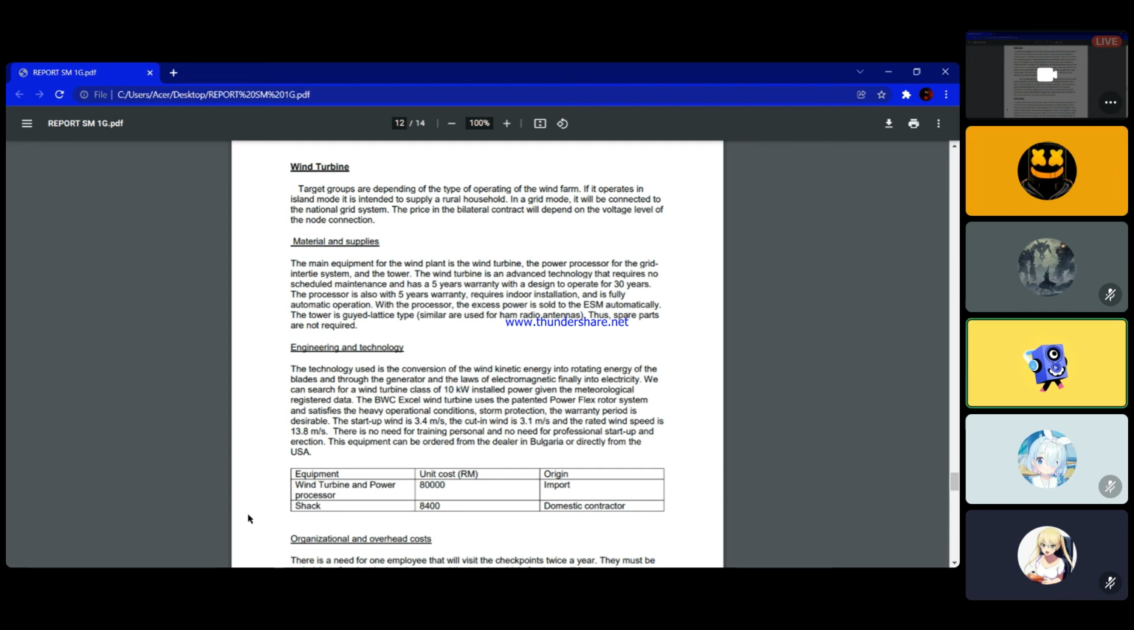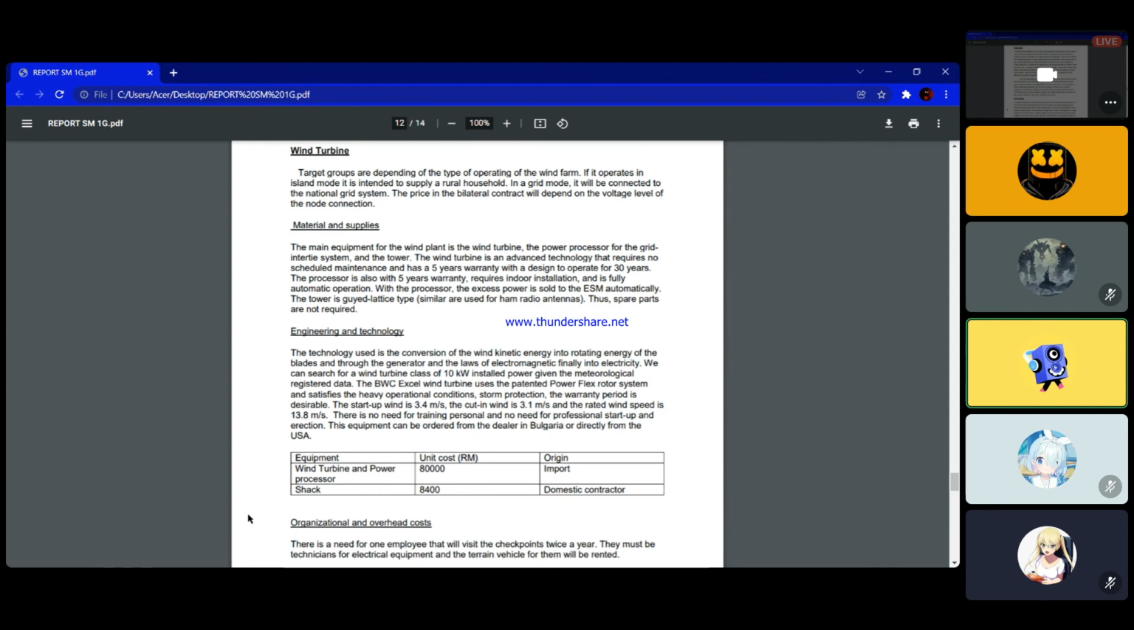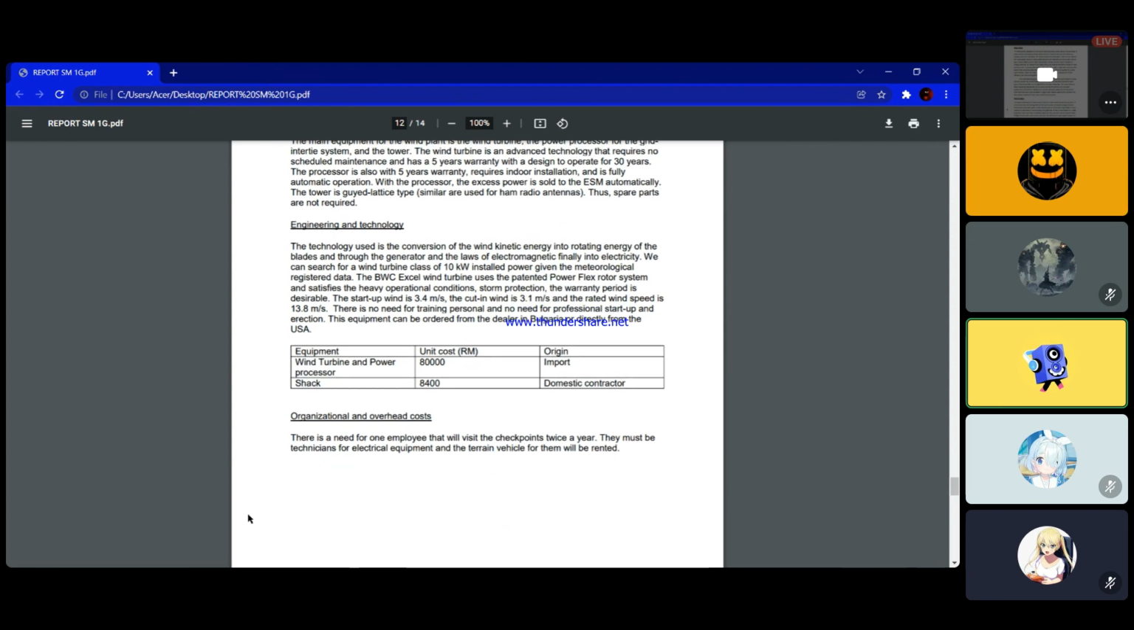The processor also comes with a 5-year warranty, requires indoor installation, and is fully automatic in operation. With the processor, the excess power is sold to the ESM automatically. The next is engineering and technology. The technology used is the conversion of the wind's kinetic energy into rotating energy of the blades, and through the generator and the loss of electromagnetic, finally into electricity.